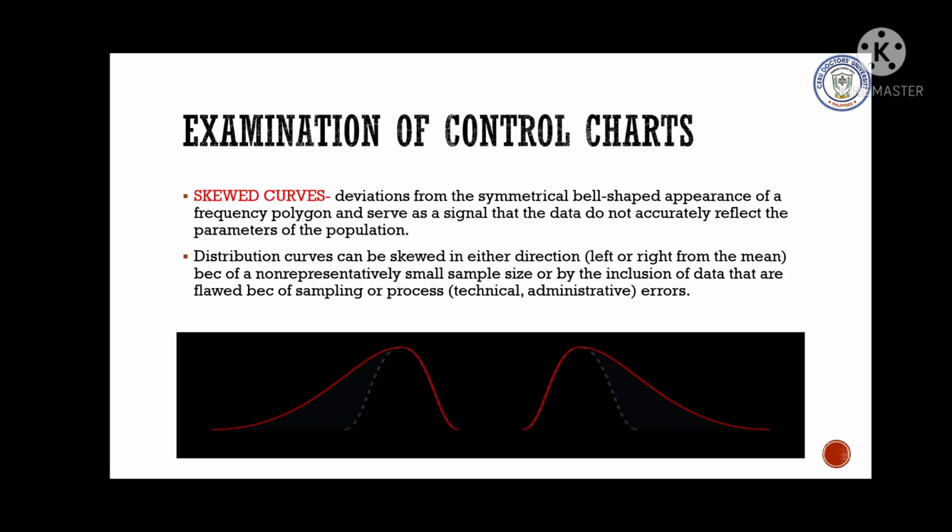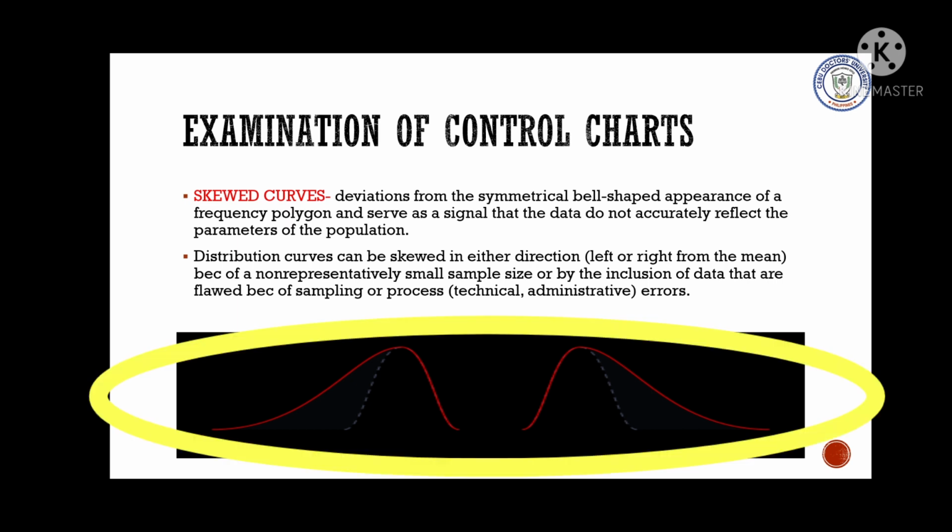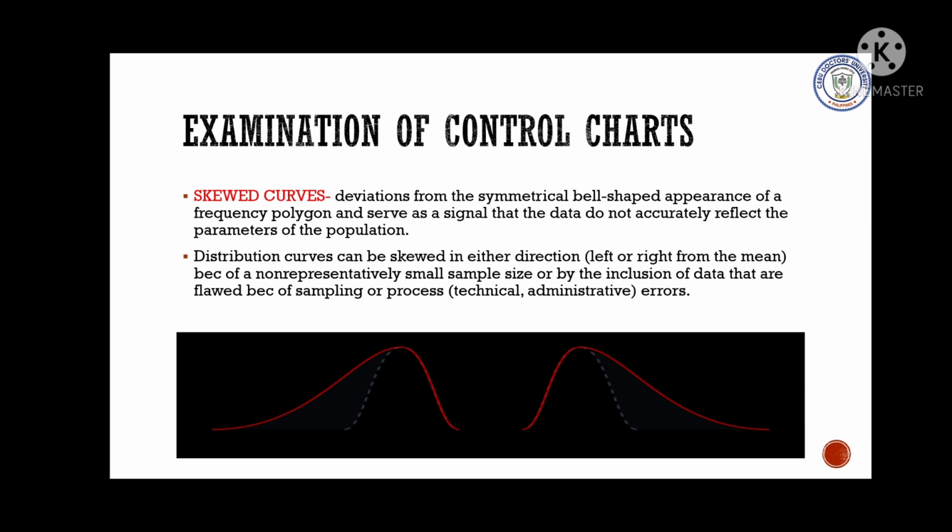Next is examination of control charts. Clues about data problems are often revealed in the shape of the Gaussian distribution curve. Deviations from the symmetrical bell-shaped appearance of a frequency polygon are called skewed curves. They also serve as a signal that the data do not accurately reflect the parameters of the population. Distribution curves can become skewed in either direction, either to the left or to the right from the mean. This is because of a non-representatively small sample size or by the inclusion of data that are flawed because of sampling or a process like technical or administrative errors.